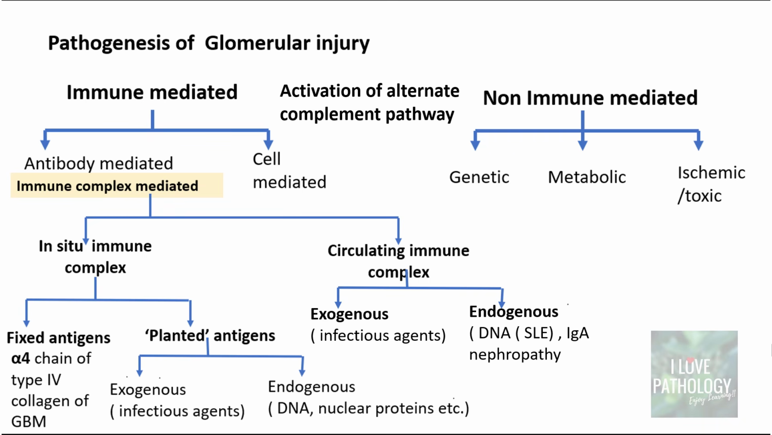If you recollect what we discussed in the earlier video on the pathogenesis of glomerular injury, we saw that glomerulonephritis can be caused either by immune mediated causes, non-immune mediated causes, or by activation of alternate pathways, right? Among the immune mediated, we learnt about in situ complex and circulating immune complexes. So even in acute post-streptococcal glomerulonephritis, we will be learning more about this immune mediated injury to the glomeruli.